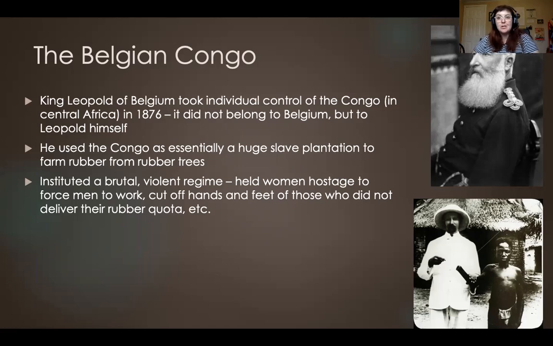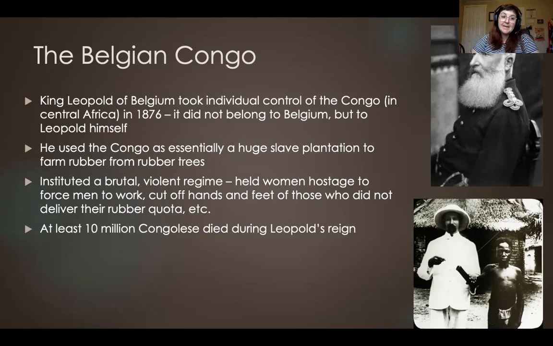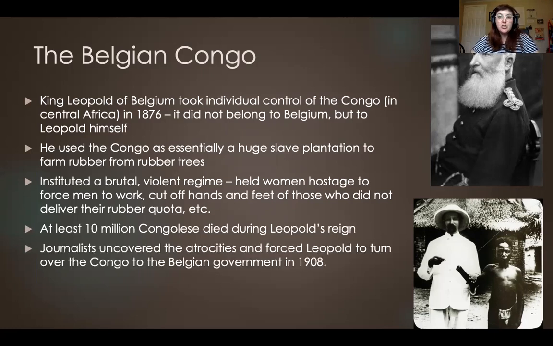And I think now it's considered genocide, because at least 10 million Congolese died during his reign in the Congo. And he controlled that area from 1876 to 1908 when journalists uncovered these atrocities and forced Leopold to turn over the Congo to the Belgian government. So it didn't go back to the Congolese or the people who lived there, it just went over to the Belgian government. So it was a little more fairly and not as horribly run. And you'll read a little bit more about this tomorrow, since it's one of the major atrocities in Africa committed by the Europeans.